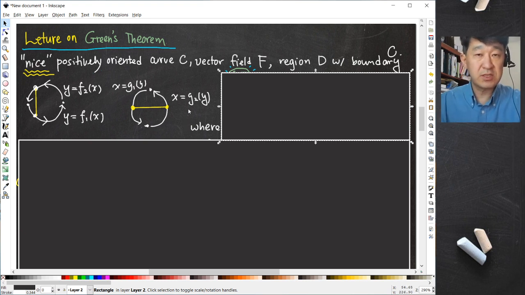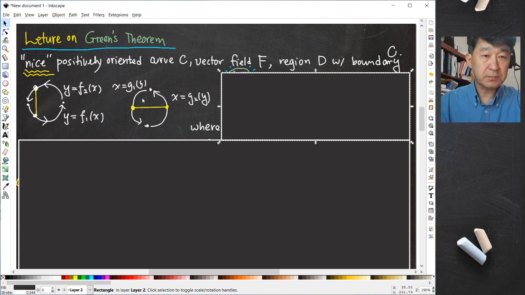So once we have this, everything will go nicely without worrying too much about it. So what I mean by a nice curve is such that we can divide this one into two pieces like that, over the x-axis and the y-axis.